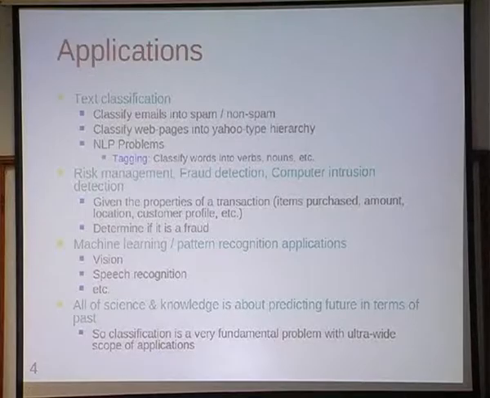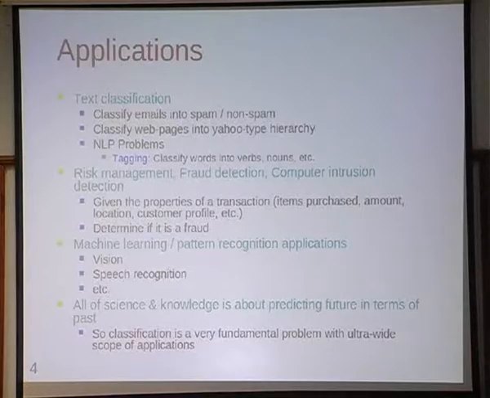The second task here is to classify web pages into a Yahoo type hierarchy. If you have noticed on the Yahoo search page, at the bottom of the page somewhere, you will find a directory hierarchy where different websites are classified into, let's say, computers, business, and so on, different categories. Now, can you automatically classify new web pages into a hierarchy like this? If it has to be done manually, it's a very major task because the web is so huge. You do need a lot of automatic tools for doing this.